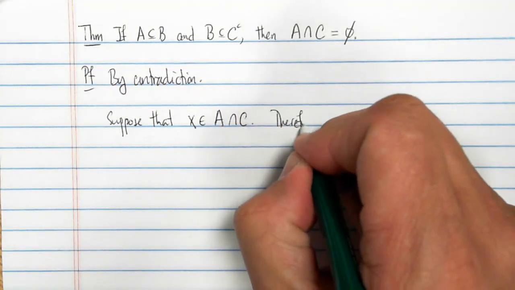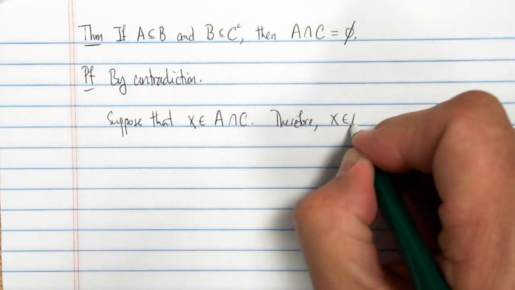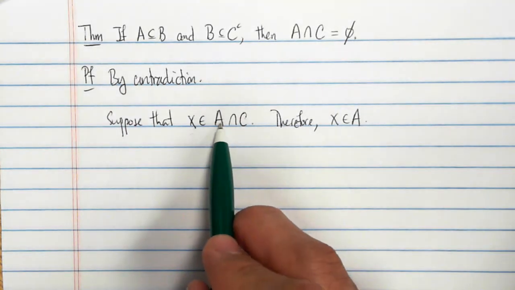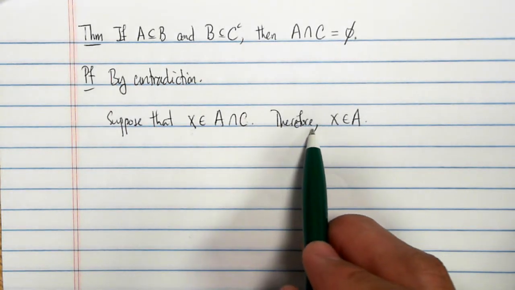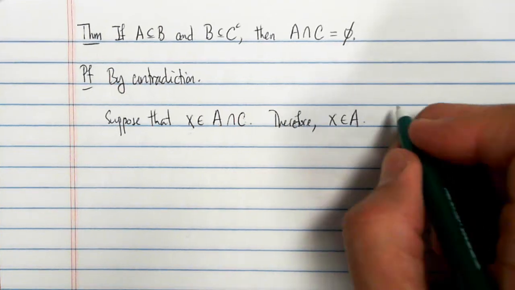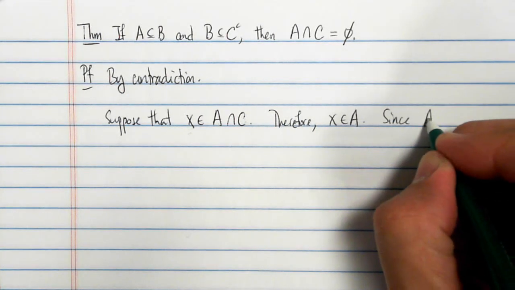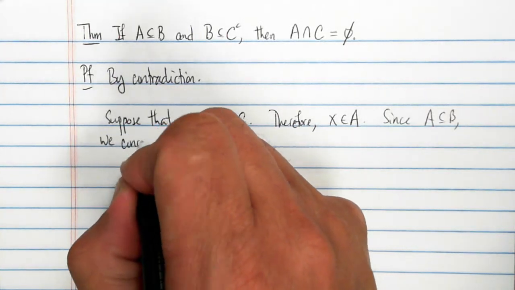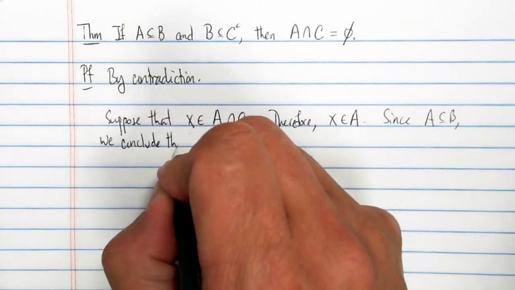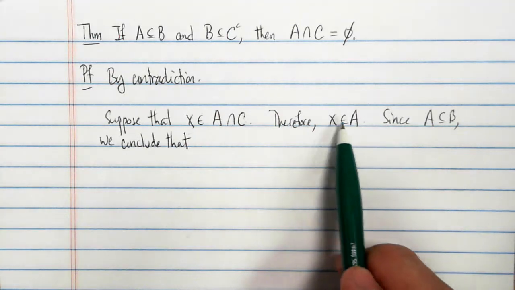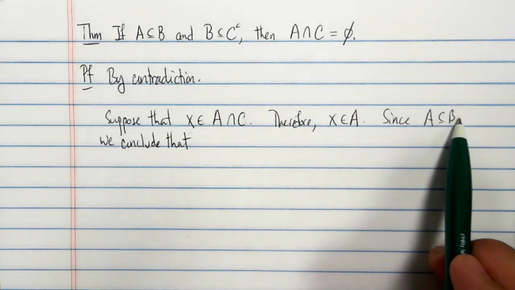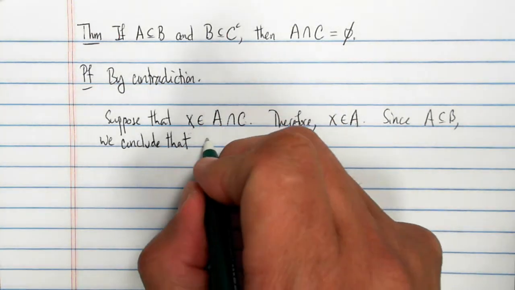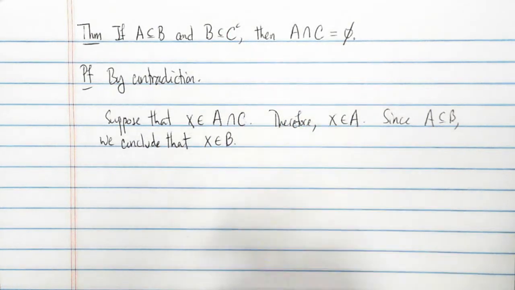So therefore, x is an element of A. If it's an element of A and an element of C, then x is clearly an element of A. Since A is a subset of B, we conclude that x is an element of A, also A is a subset of B, so that means that x also is an element of B.